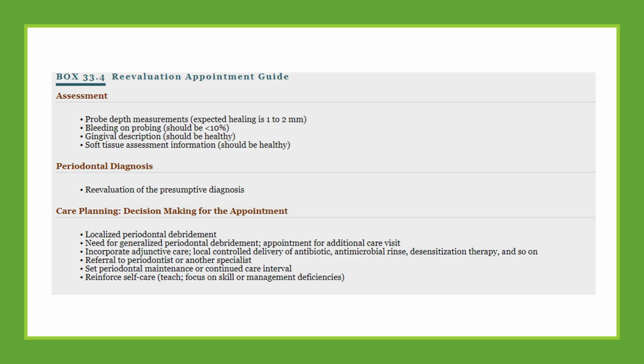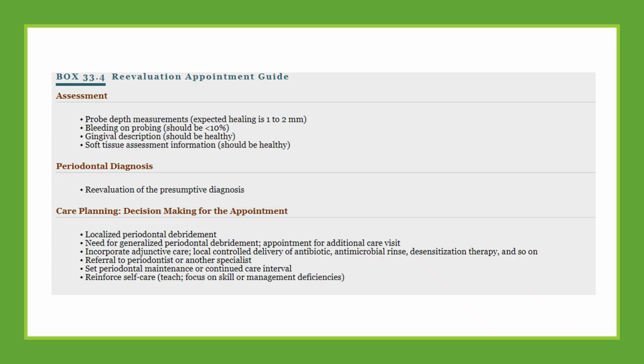So what are we looking at with the assessment? Again, we want to go look at the probing depth measurements. We should expect some healing of 1 to 2 millimeters. We should have some reduction on bleeding upon probing. Our gingival description should change. Instead of moderate generalized redness, we should have pink. Instead of bulbous, we should have flattened, right? So these are the kind of things we want to look at. We want to look at the soft tissue assessment. It should be healthy.